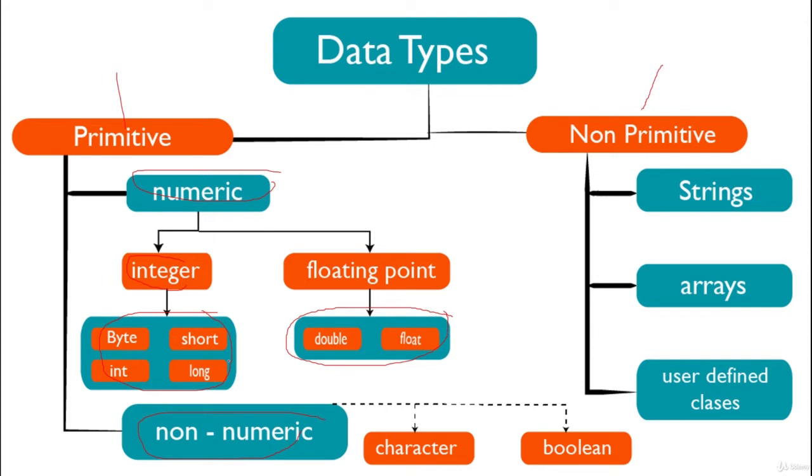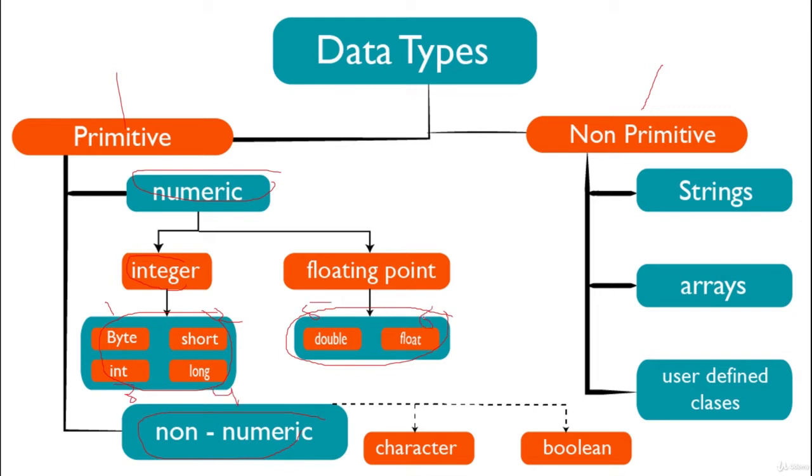Floating point types are decimals. So double and float are decimals. Also, they differ in the length. We will see in the next slide what the length of each type is. So till now we have 1 byte, 2 short, 3 int, and 4 long. 5 is the double, and 6 is the float.